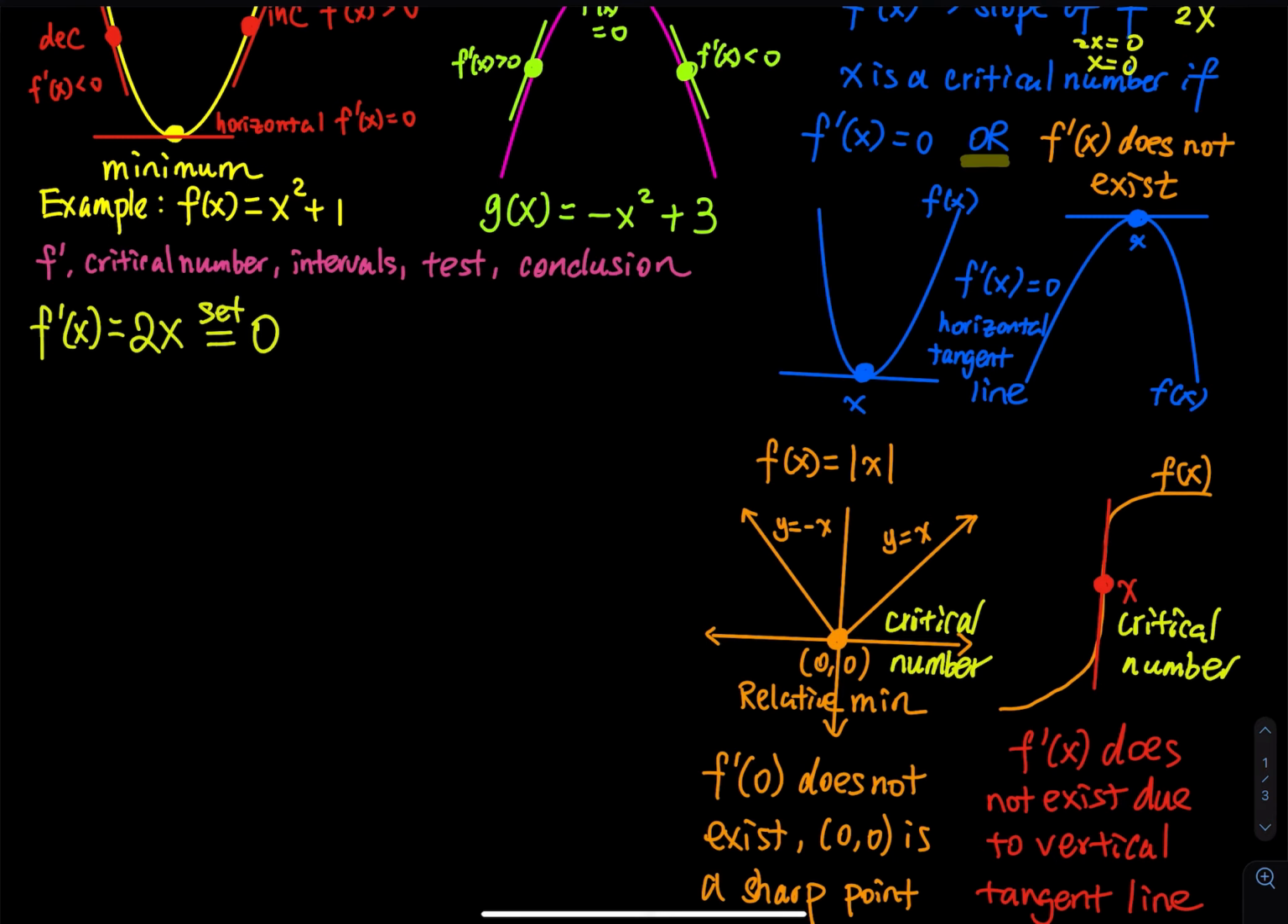And then we solve for x. So what is x equal to? This one is very easy. x is equal to 0. So this is a critical number.